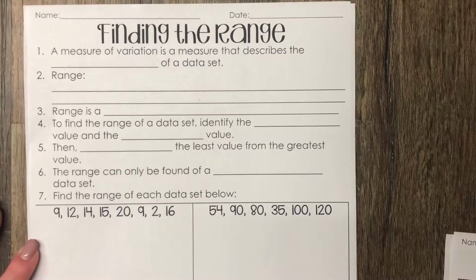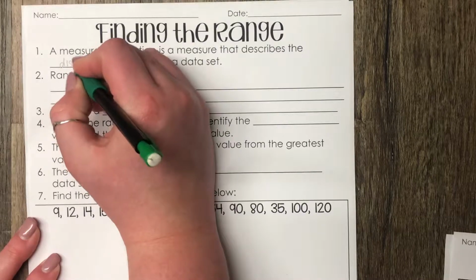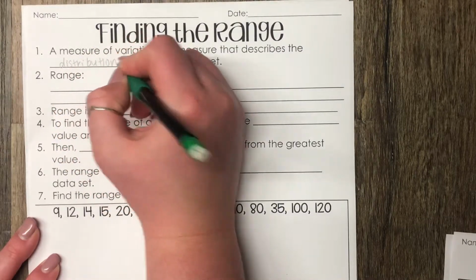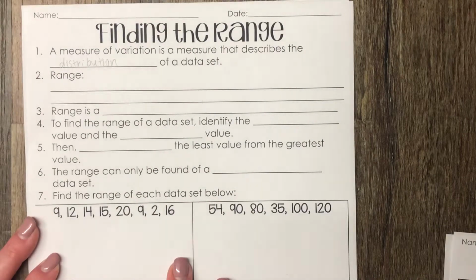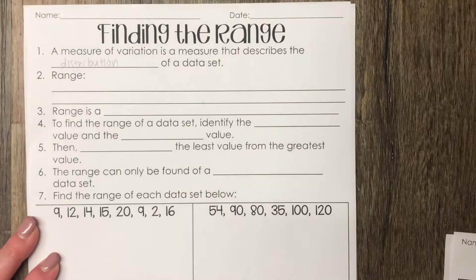So number 1 says, a measure of variation is a measure that describes the distribution of a data set. So all that means is variation means how something varies, how it is laid out, how it's distributed and given to you. So the range is going to measure how the data is laid out, okay?